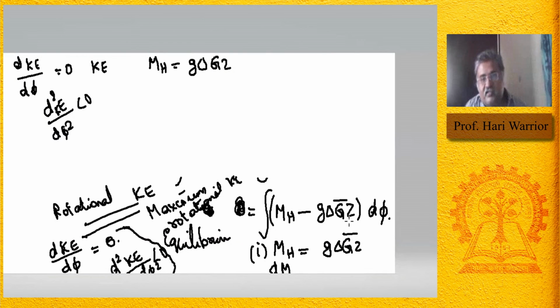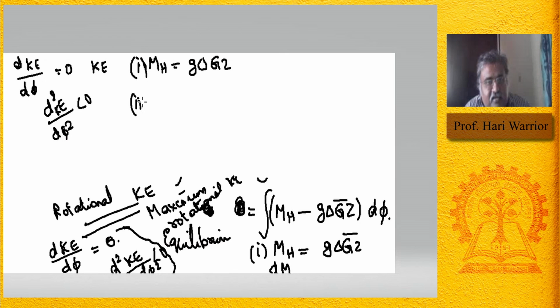So we just equated this right side, which is basically, how will you get dKE by d phi? You have the expression for KE here. So d by dt of that you do. D by dt of kinetic energy, if you do, you will get the right hand side. D by dt of this integral you will get. So integral and derivative will go, and you will get MH is equal to G delta Gz, which will imply that the heeling moment, this is the first condition for an equilibrium.